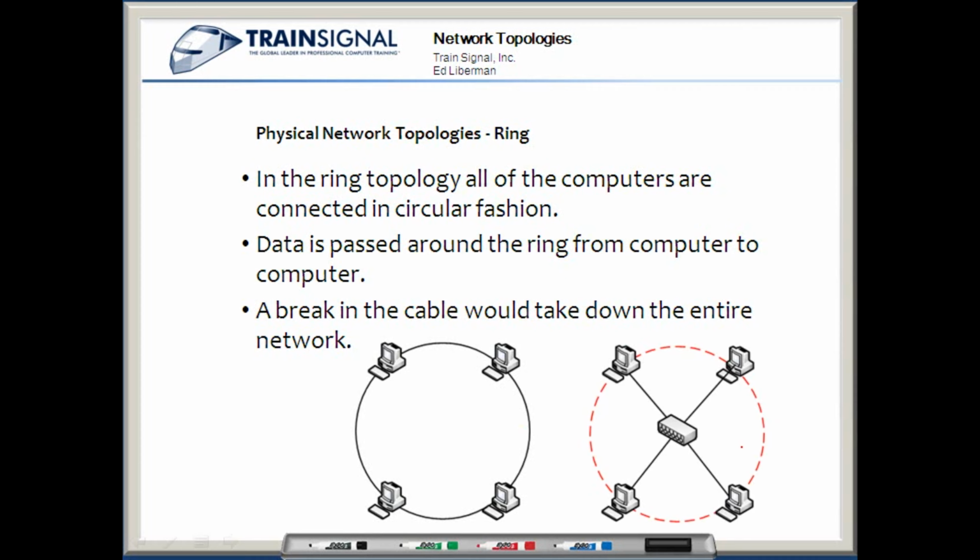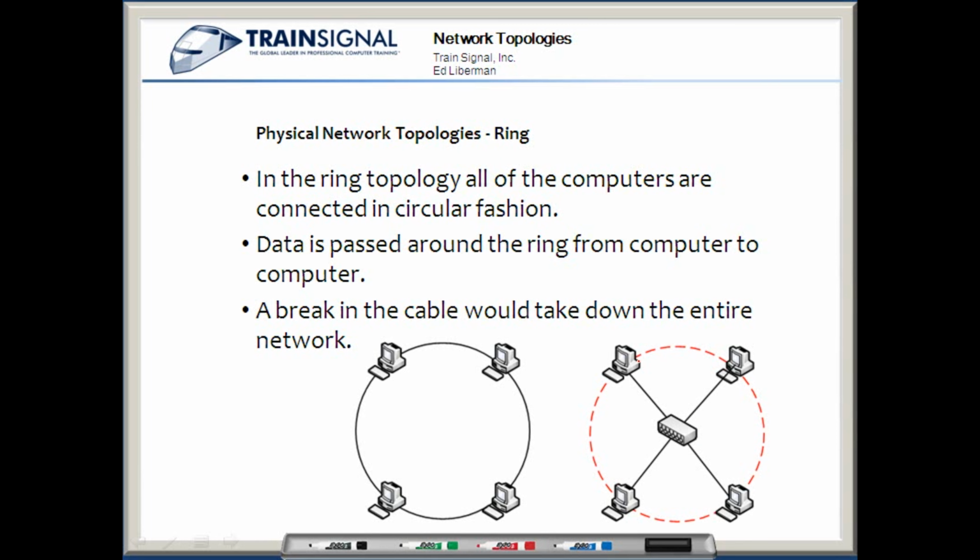So what I have drawn here is a hub, and actually it's not even called a hub, it's called a multi-station access unit, or a MAU. And all the computers are connected into that MAU so as to form what looks like a star. But see, the red dashed lines that I have here are how data actually travels.